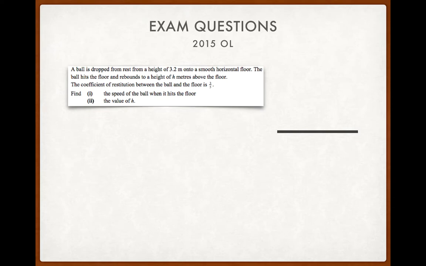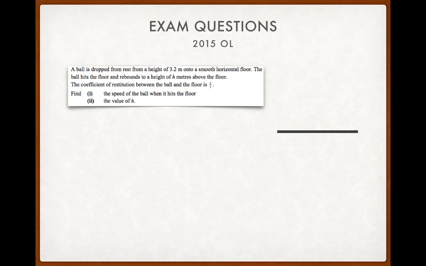A ball is dropped from rest from a height of 3.2 meters onto a smooth horizontal floor. The ball hits the floor and rebounds to a height of h meters above the floor. The coefficient of restitution between the ball and the floor is 3/5. Find 1, the speed of the ball when it hits the floor, and 2, the value of h.